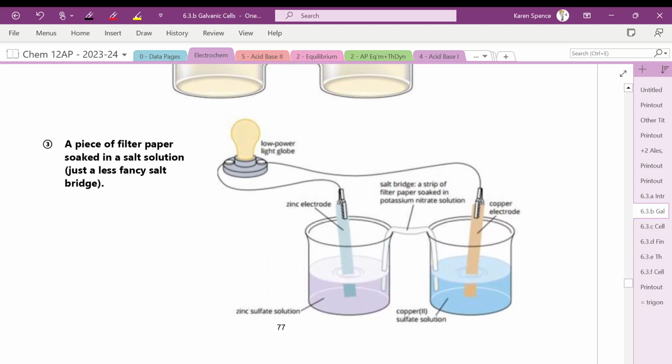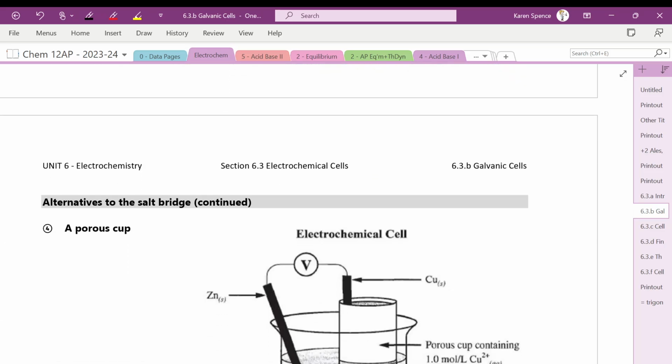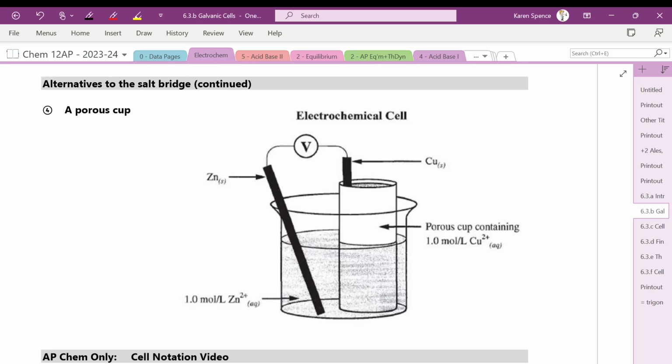Do you remember the paper towel? You can use a piece of filter paper, just like you remember for our chromatography lab. Do you remember that one? Where we put the little dots of color. Okay, so that's basically what's happening here. The ions will travel through that paper towel or filter paper. And finally, there is actually such a thing as a porous cup. It's made of sort of ceramic with little pores in it. You would put the copper solution into that side and leave the zinc on the outside.